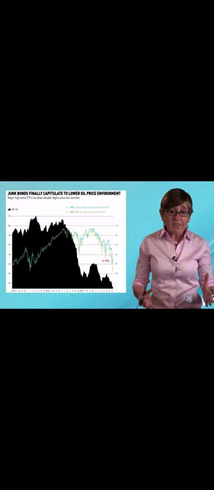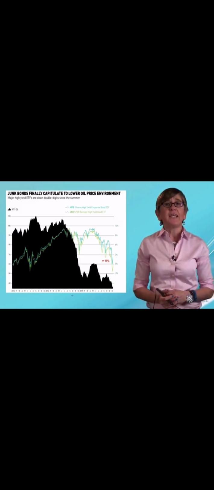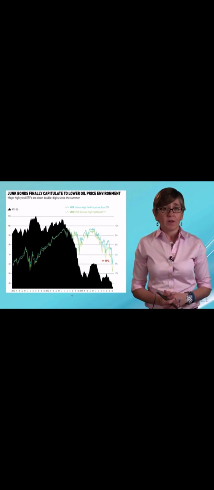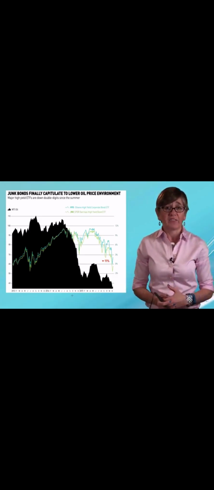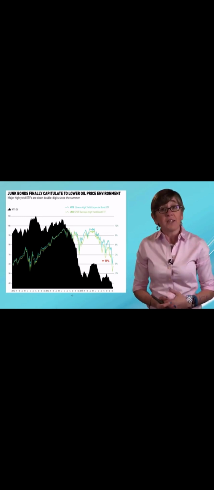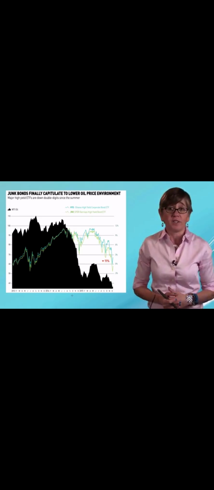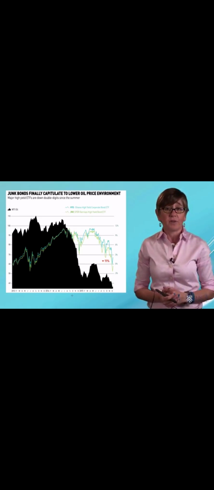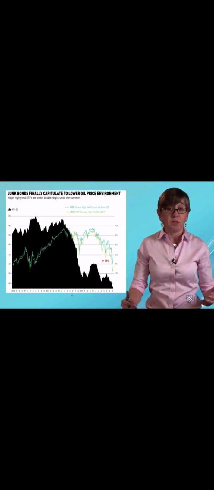So here I have a graph of oil prices along with the return on ETFs on high yield bonds. As you know, oil prices have been dropping significantly over the last year or so, and this slump in oil prices has led many fringe oil and gas producers that had issued junk bonds over this period to go into distress. And as investors have started pulling money out of these funds that invest in junk bonds, the returns on these ETFs have plummeted.